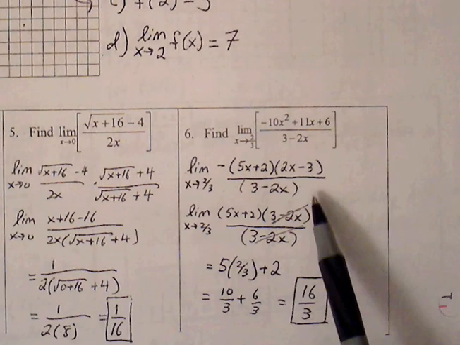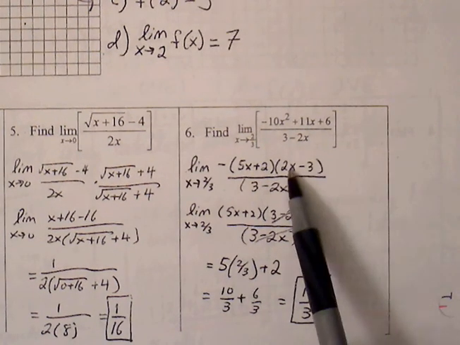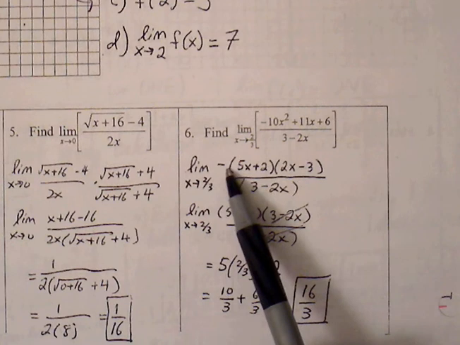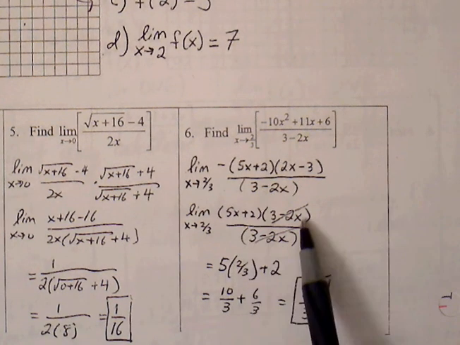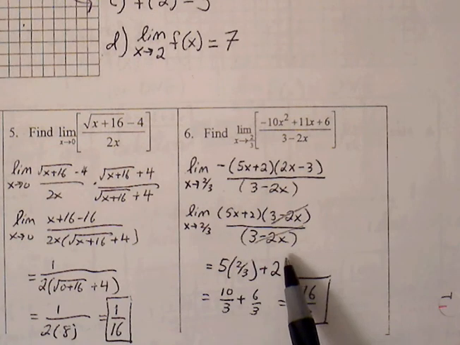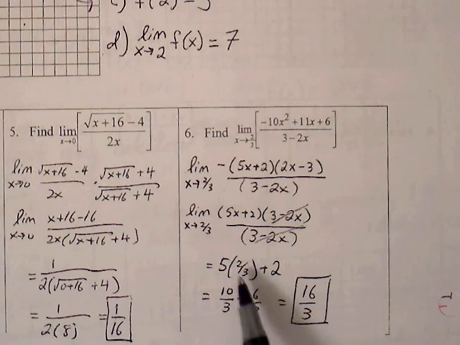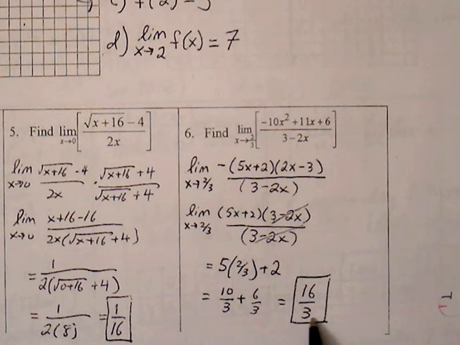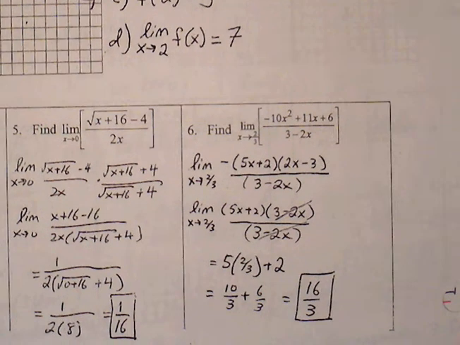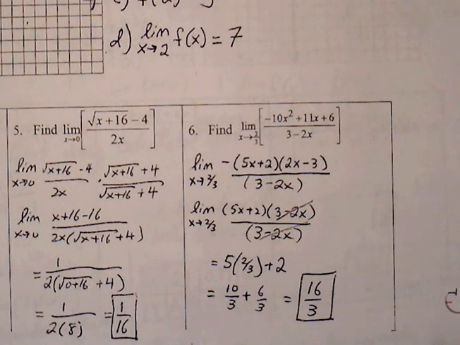However, the 2x minus 3 requires us to factor out another negative, which cancels out with this starting negative. So we're left with just 5x plus 2 with the other factors canceled out, and then replace x with 2/3, and we get 10/3 plus 6/3, or 10/3 plus 2, which combines to be 16 over 3.